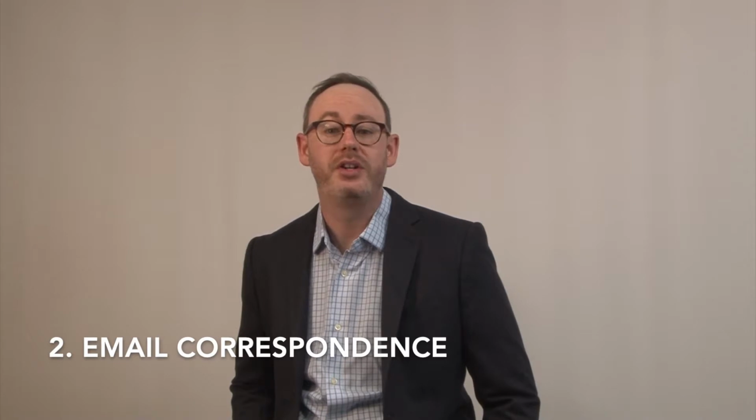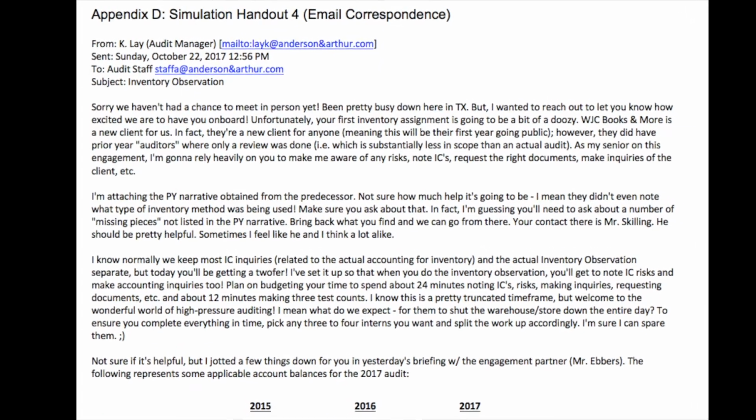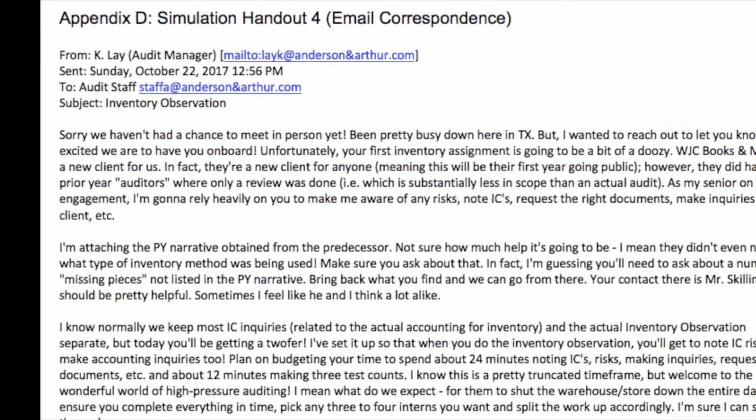To introduce students to the simulation, I created fictitious email correspondence between the audit manager, a fictitious individual, and the audit seniors, the students. Within the correspondence, students were introduced to the client, prompted to follow up on certain risk areas, directed to complete specific simulation activities, given a time frame for how long it should take to complete each activity, and provided with relevant account balances and instructed to document their work using the simulation worksheet.